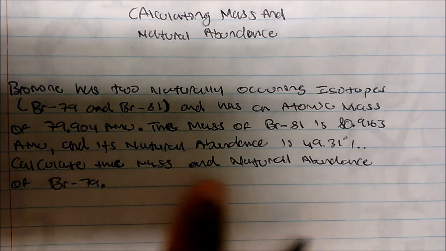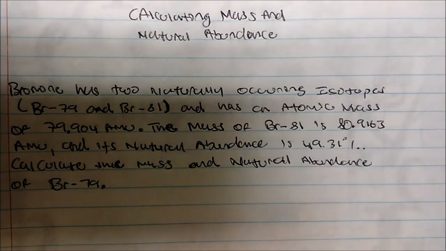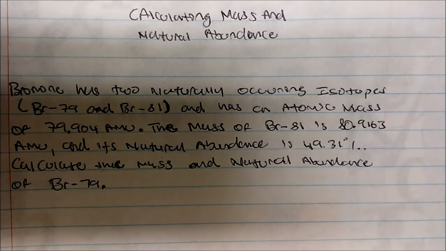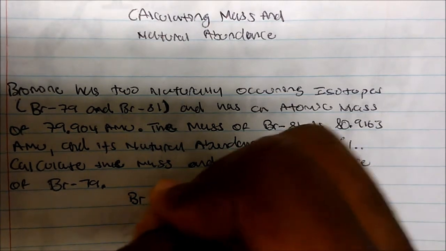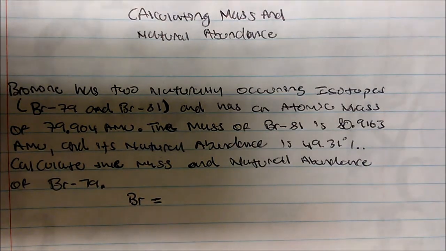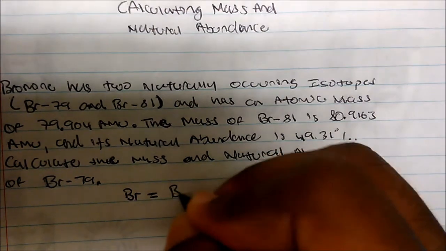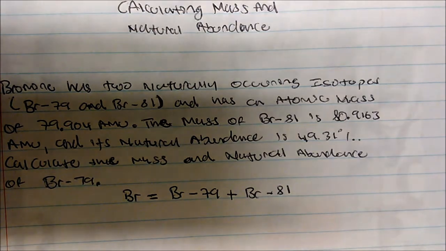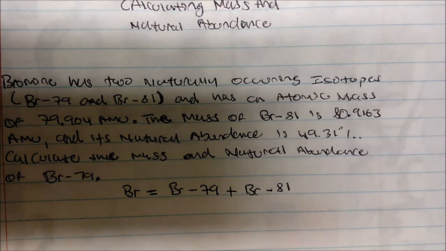And its natural abundance is 49.31%. So calculate the mass and the natural abundance of bromine 79. So this becomes kind of an algebraic problem, and let's break it down. We know that bromine's mass and its natural abundance in any case has to be equal to the addition of the two isotopes. So bromine 79 plus bromine 81. The atomic mass unit of bromine has to be equal to the addition of these two.